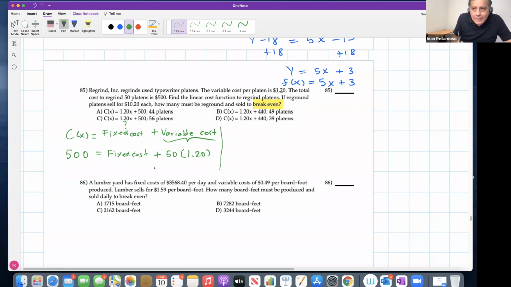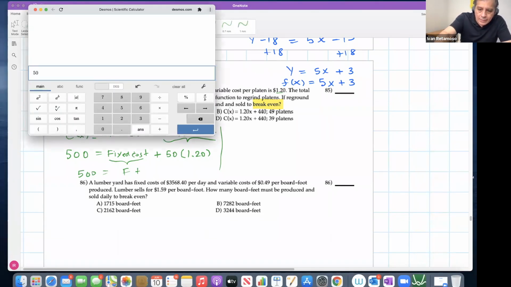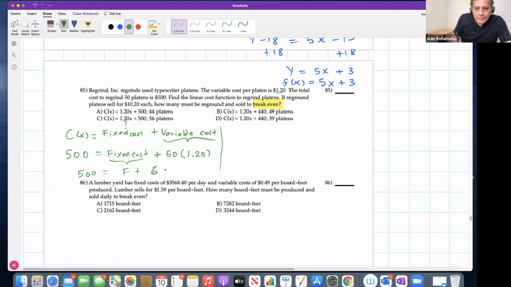So from here, clearly the fixed cost, let's symbolize this with F. This is 50 times 1.2. It's computed. 1.20 times 50 is just 60. So meaning the fixed cost, subtracting 60 from each side of the equation, will be just 440, right? $440 is the fixed cost.